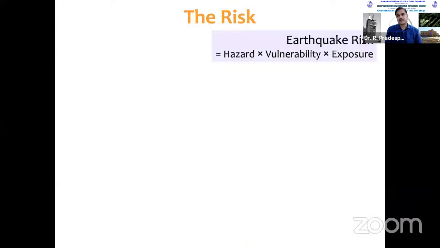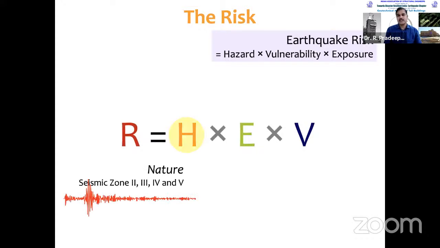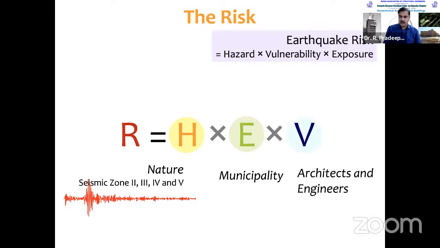Now the risk. We know risk consists of important parameters: hazard, vulnerability and exposure. These three things put together constitute earthquake risk. Hazard is the extent of ground shaking which a building is going to experience. Exposure is the total area or total number of people exposed to such a hazard, and vulnerability is the capacity of the structure, or how much the structure can withstand that level of ground shaking. All these three things put together is risk.